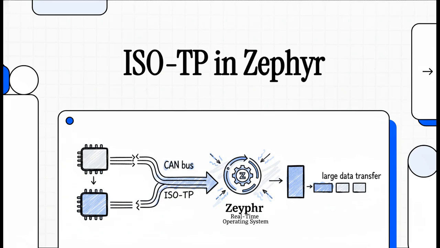Hey everyone, and welcome. Today, we're diving deep into the world of embedded communication. We're going to break down the ISOTP protocol and see exactly how it works inside the Zephyr RTOS to smash through one of the biggest limitations of the CAN bus.